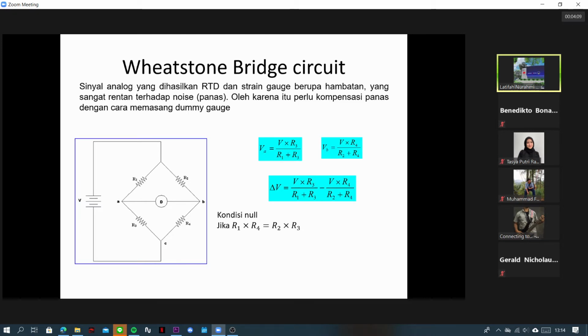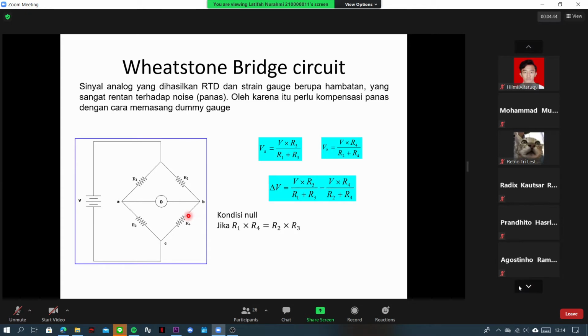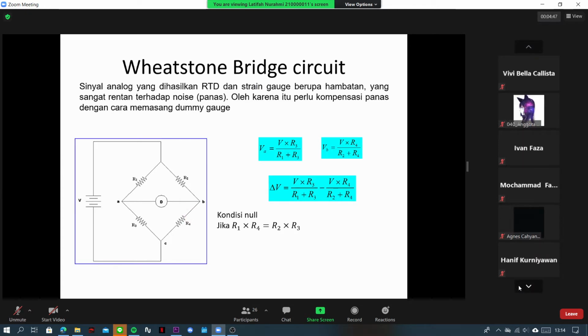And the Wheatstone bridge here, as you can see, this is the well-known diagram of a Wheatstone bridge. Mainly, we have three resistors: R1, R2, and R3, and we will have an additional R4. In the fourth resistance, this is what we are going to replace with our RTD.